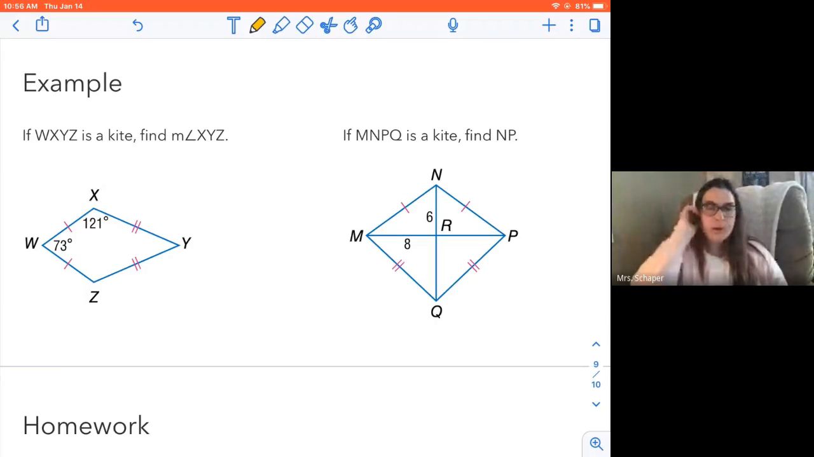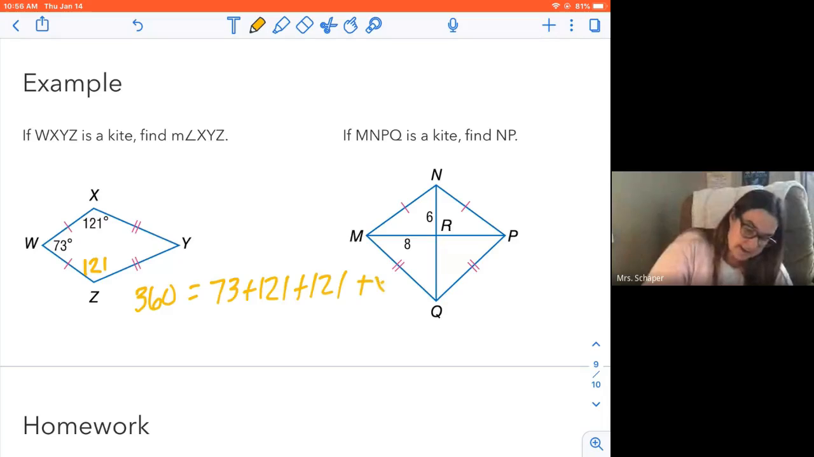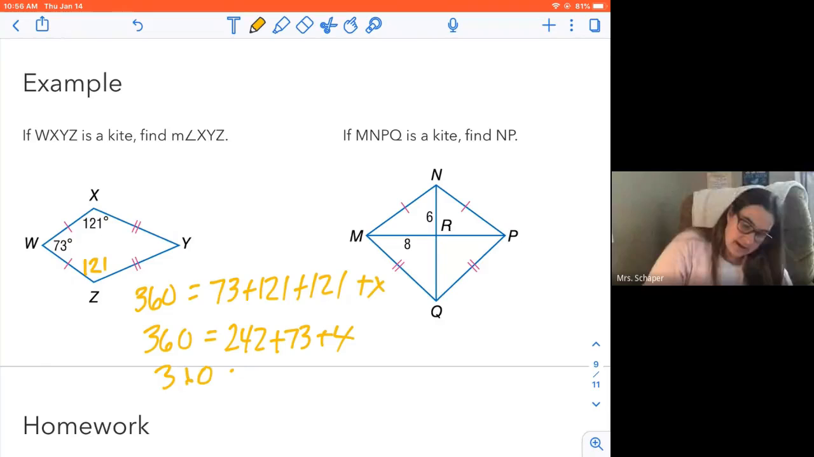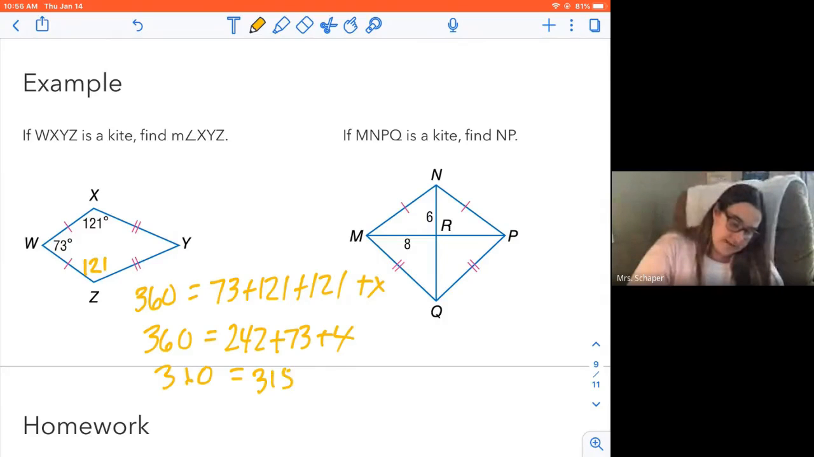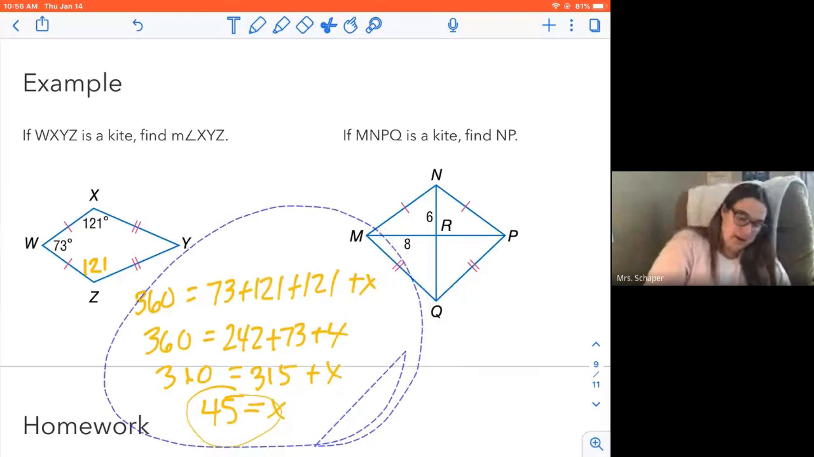Here you go. Find WX, if it's a kite, find X, Y, Z. All right, so I've got these two are my congruent sides. So I have 360 is equal to 73 plus 121 plus 121 plus X. So 360 is equal to 242 plus 73 plus X. So 360 is equal to 315 plus X. X equals 45 degrees. Because the sum, again, building on that, is 360.